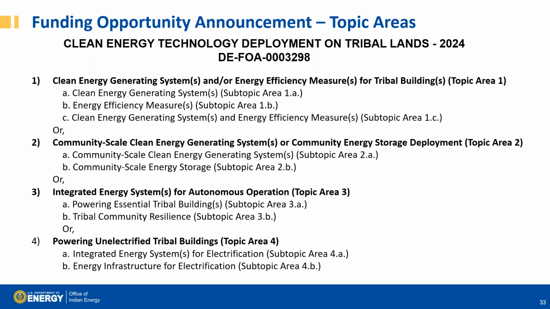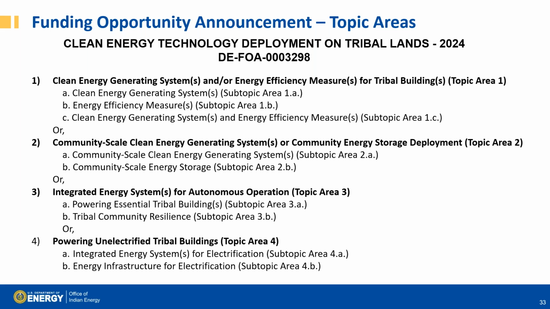Under Topic Area 3, the DOE Office of Indian Energy is soliciting applications to install integrated energy systems for autonomous operations, which means independent of the traditional centralized electric power grid, to power either a single or multiple essential tribal buildings during emergency situations, subtopic Area 3A, or to power a substantial number of essential buildings for tribal community resilience, subtopic Area 3B. For purposes of subtopic Area 3B, community scale means serving a substantial number of essential buildings within a community or substantial portion of the community's energy load or an entire tribal community.